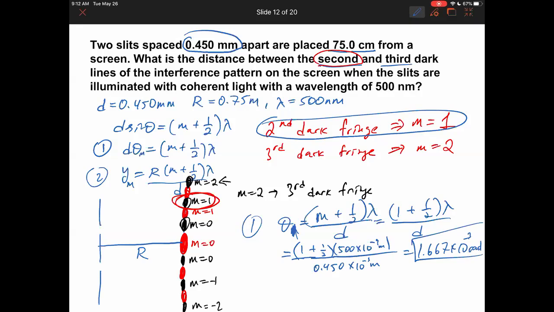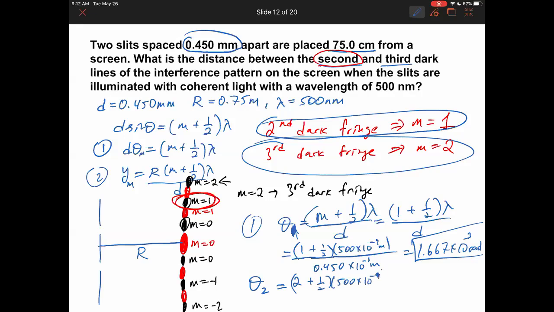And if I then do the same thing for the third dark fringe, this becomes theta 2, so then this will be 2 plus 1/2, then times 500 times 10 to the negative 9, then divided by 0.45 times 10 to the negative 3 meters, okay.